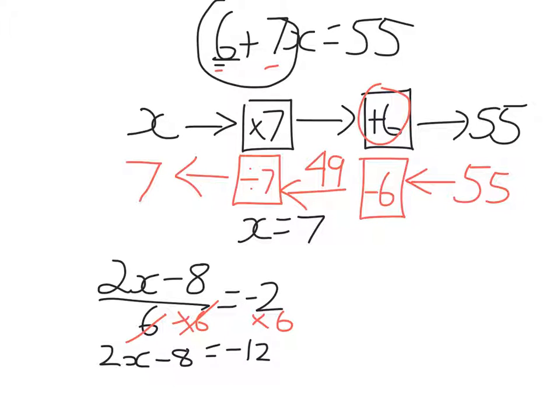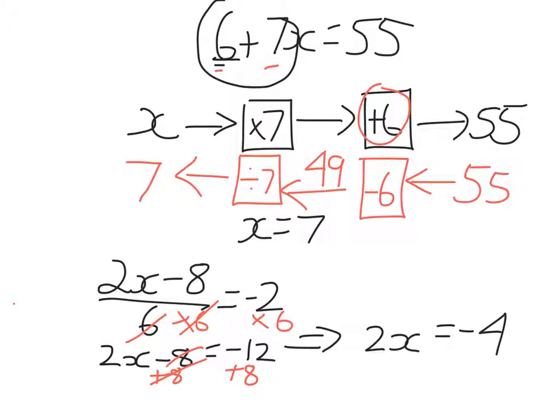The next thing I want to do to both sides is add 8. So I'm undoing subtracting 8 by adding 8. So the key here, what you do to one side of the equation, you must do to the other. Okay? And that leaves me with 2x. So the minus 8 and plus 8 cancel each other out. So I'm left with 2x equals negative 12 plus 8 equals negative 4.